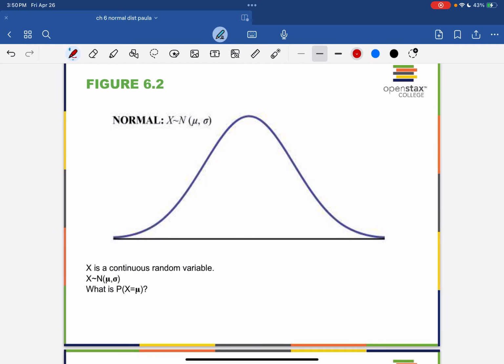What is the probability that X is equal to the mean? What is the area that I just shaded? Well, we talked earlier about the fact that in a continuous probability distribution, the probability of a single value is 0. So that's going to be 0.